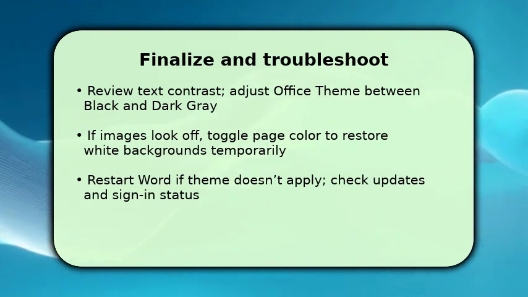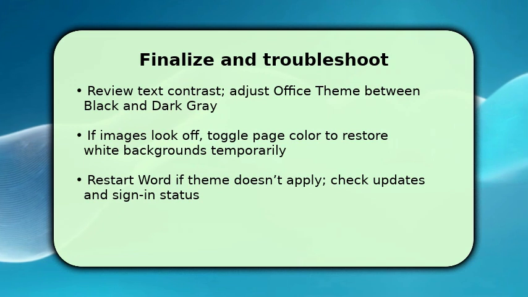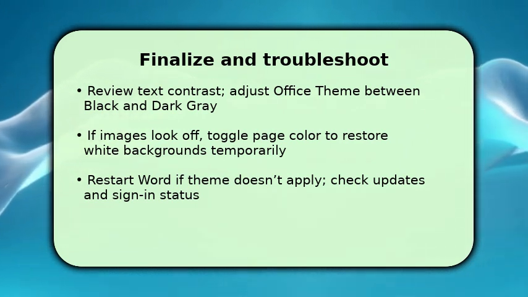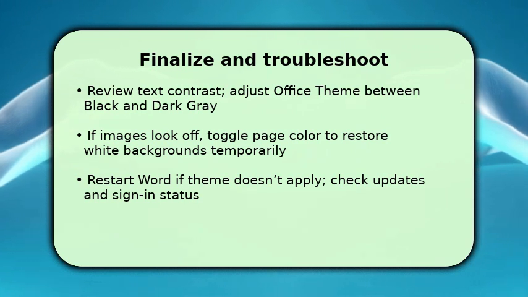If embedded images or charts lose clarity, turn off the dark page color for that document or set image backgrounds to transparent. If the theme fails to apply, close and restart Word, confirm you're signed in and updated, and then reselect the theme. This simple restart fixes most display caching issues.